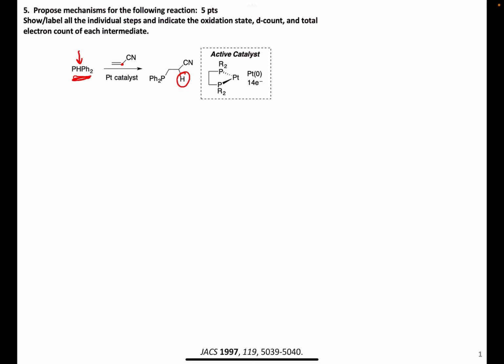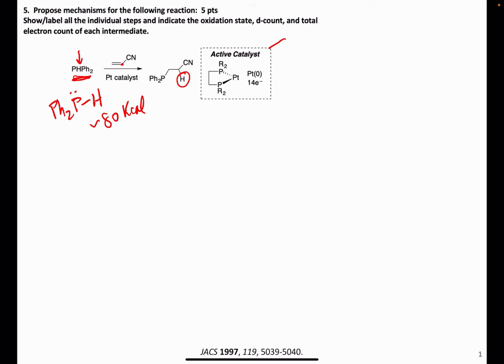However, notice that we have diphenylphosphine. I'm going to draw its abbreviated structure here. Diphenylphosphine features a PH bond. A PH bond is on the order of about 80 kcals per mole, and so that's easy enough to break at a transition metal center.